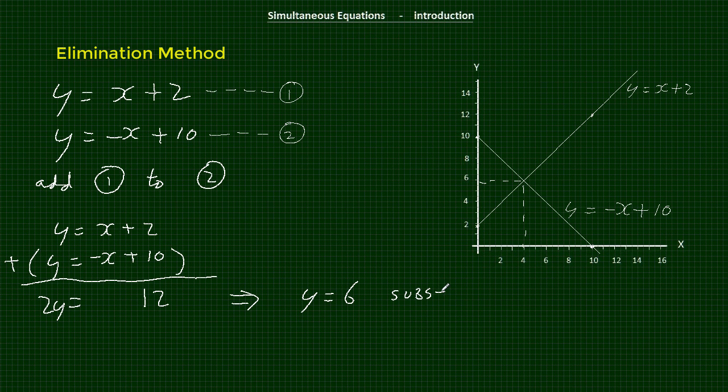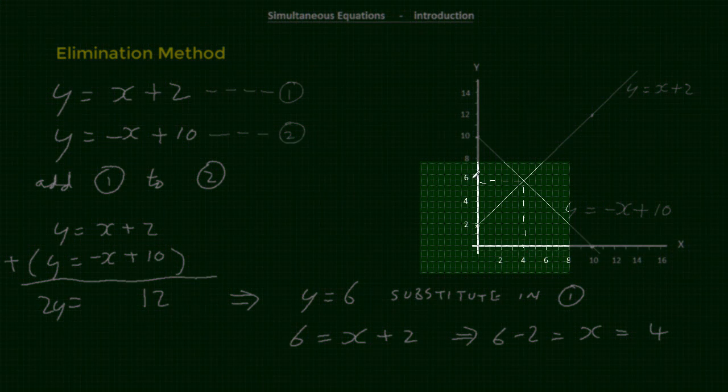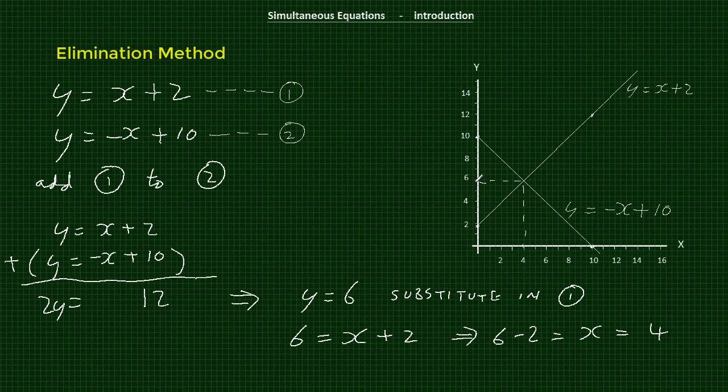Substitute into 1. 6 equals x plus 2. Therefore 6 minus 2 equals x, which equals 4. And that's just what we found here. x equaled 4, y equals 6. There we go. Okay, that's the method. Let's now do some more complicated ones.